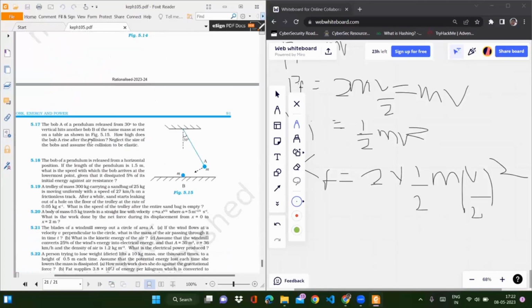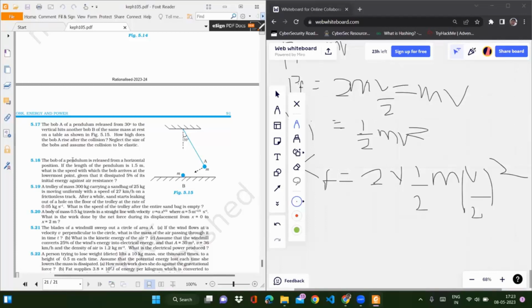Now here is another question, for a pendulum. It is given that a bob A of a pendulum, released from 30° to the vertical, hits another bob B of the same mass at rest. How high does the bob A rise after the collision? Neglect the size of the bob and assume the collision to be elastic. This is a very simple question regarding collision.